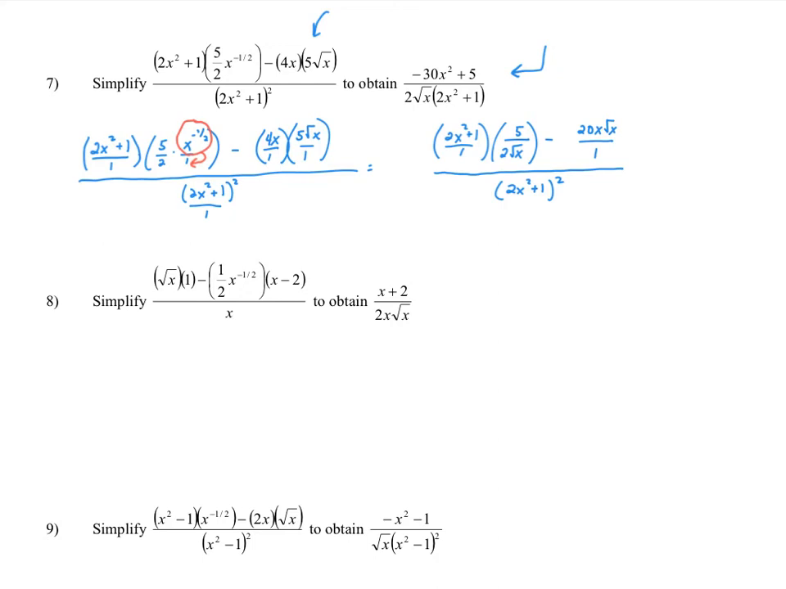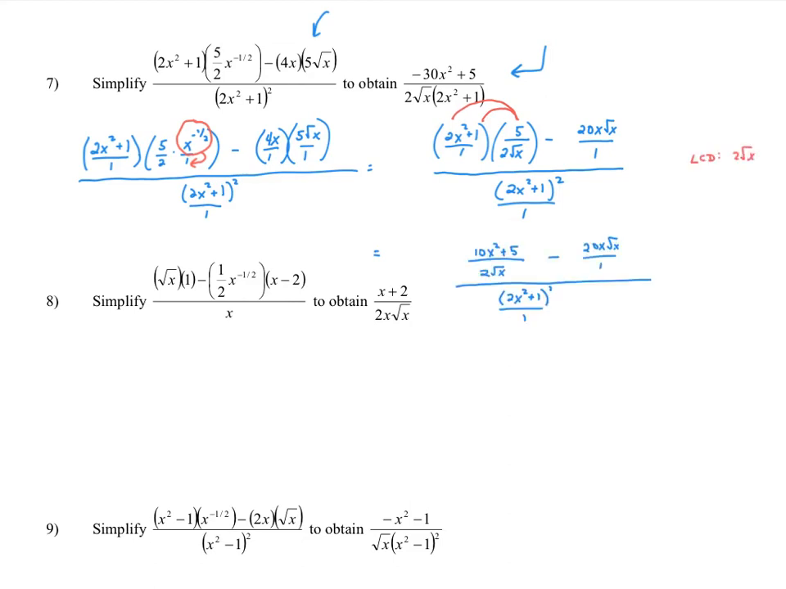Notice that I skipped a few steps right now. X to the negative 1/2, I put the square root of x in the denominator. And I also distributed right here. 4 times 5 is 20. We still have an x and a square root of x. Now, by distributing the 5 into the numerator, we can simplify a little bit further. We will obtain this.